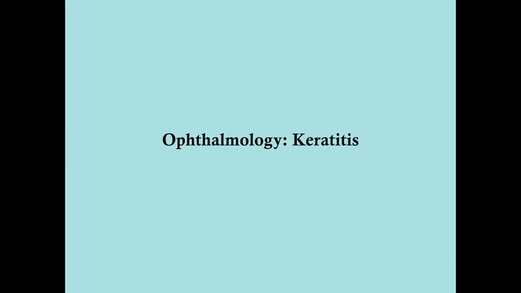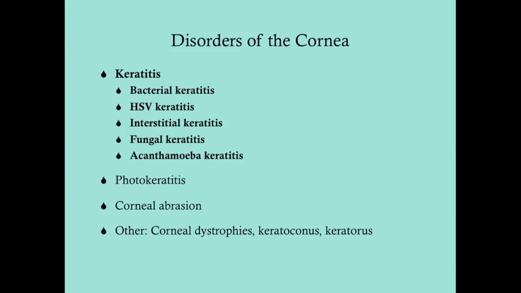We're going to talk about keratitis here, and keratitis is one of the many disorders of the cornea. I divided keratitis as far as infectious keratitis, which we're going to talk about here, from photokeratitis, because photokeratitis is something different. It's caused from UV rays, whereas these forms of keratitis are infectious in nature, and they have a different pathology. So photokeratitis is another disorder of the cornea, but we're going to talk about that separately.